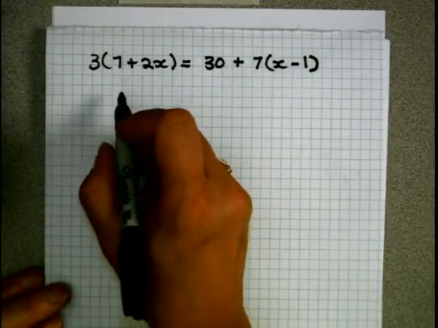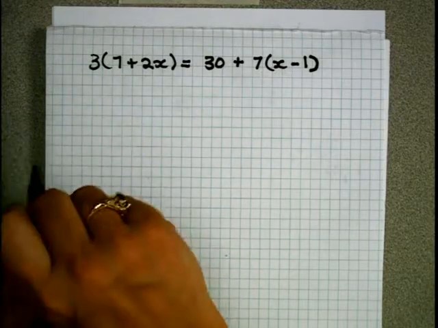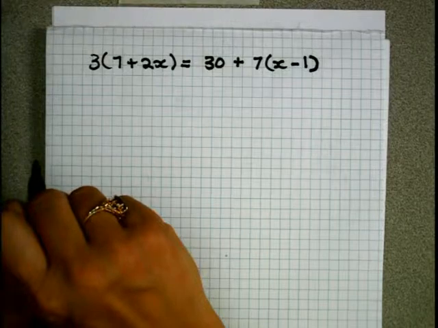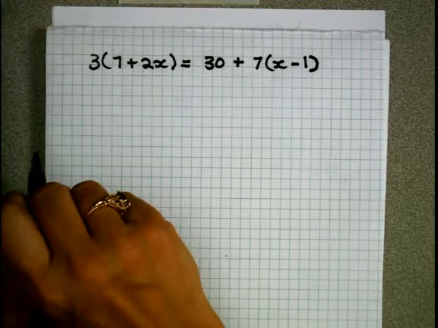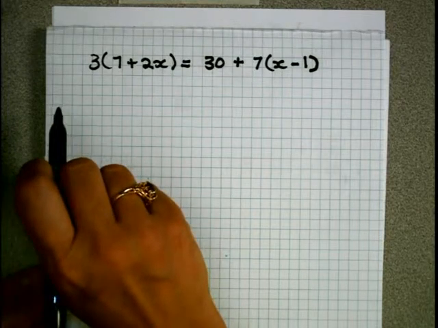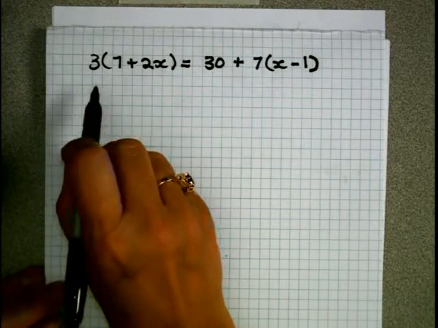Today we're going to solve an equation, and this equation is a little bit more complicated. We have some steps that we're going to have to follow in order to solve this equation. So we're going to look first at each side of the equation in isolation.